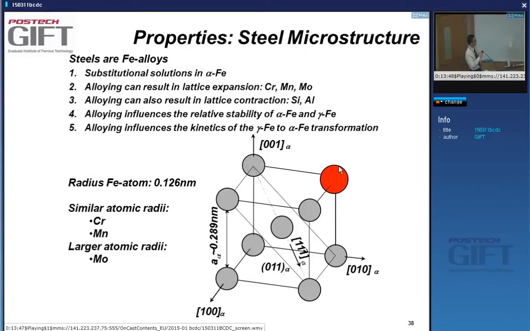They will also have an impact on the relative stability of the austenite and ferrite, and they will also influence the kinetics of the austenite decomposition. So how fast does the austenite decompose into ferrite or other constituents. For instance, when you add chrome, moly, manganese, these atoms are slightly larger, so you get a small lattice expansion locally. You can have a lattice contraction if you put in silicon, aluminum. As I said, it impacts the stability and the kinetics.